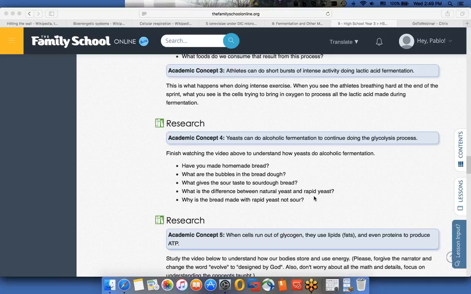Rapid yeast is a particular type of yeast that produces a lot of carbon dioxide, okay? And so the bakers use that one many times because it can produce a lot of carbon dioxide while it's doing respiration, cellular respiration, okay?